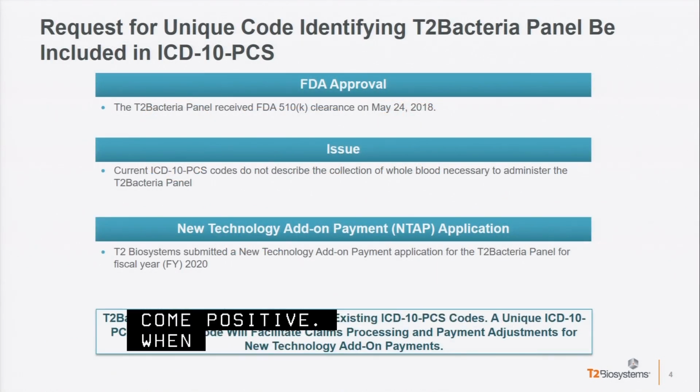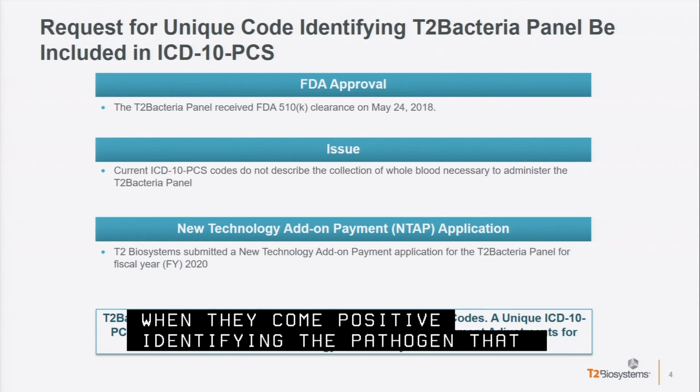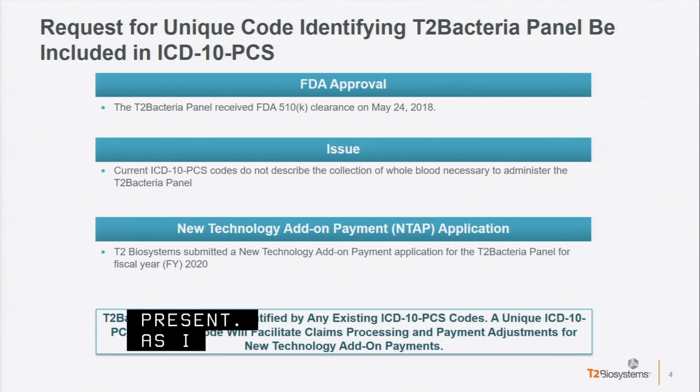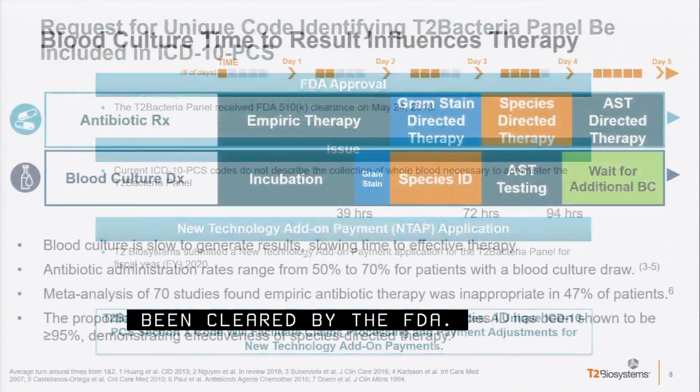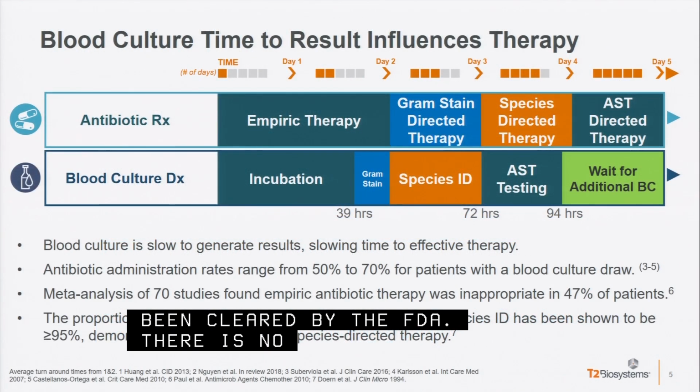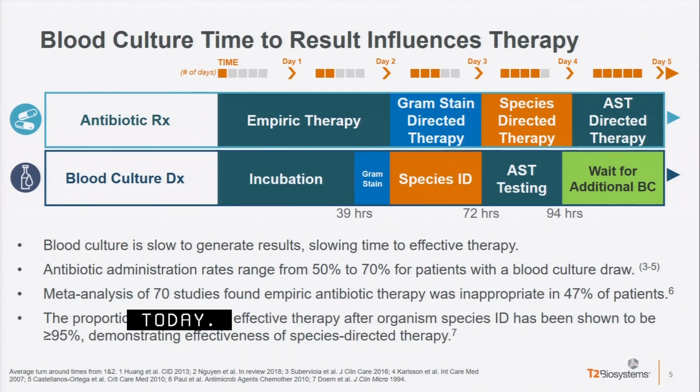So as I mentioned, T2 bacteria has been cleared by the FDA. There is no existing ICD-10 PCS code. That's why I'm here before you today, and we have applied for an NTAP. Just a little review of the clinical context so that you can be familiar with how the test is being used.